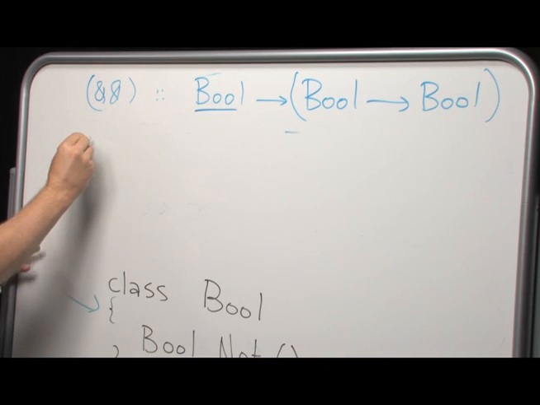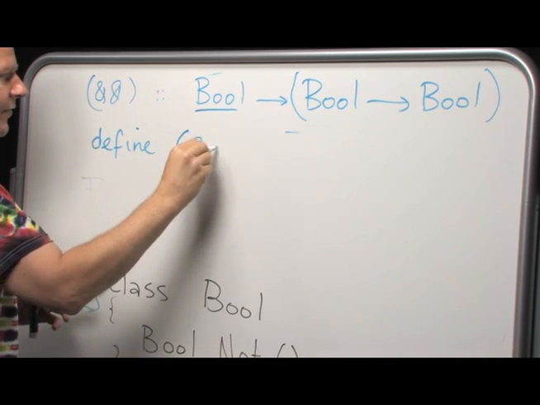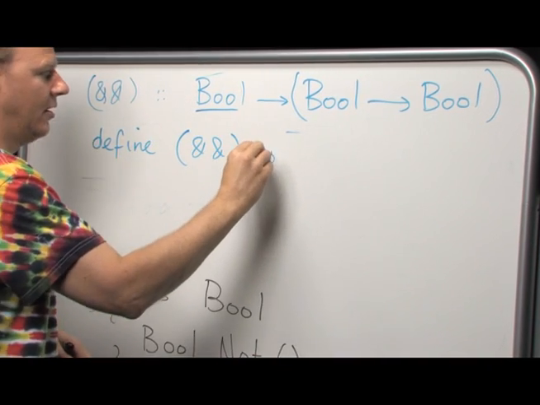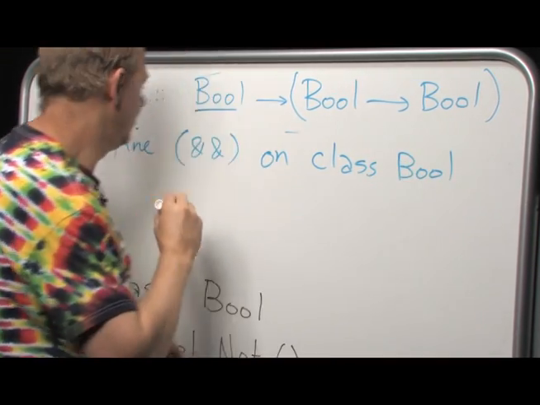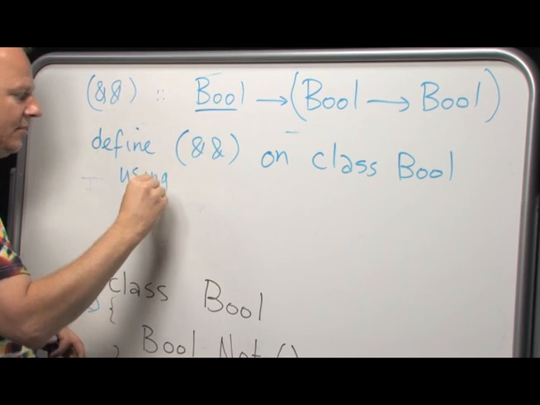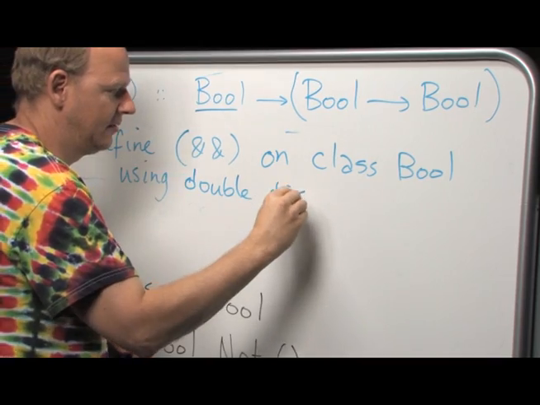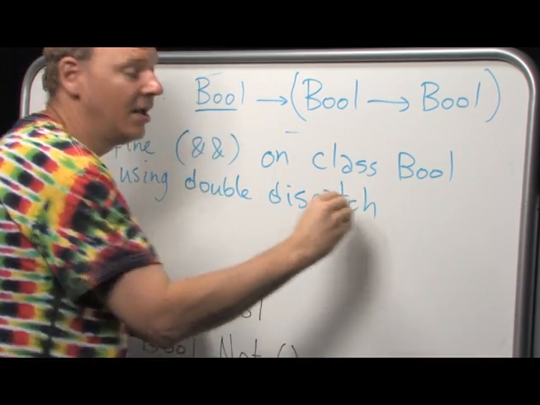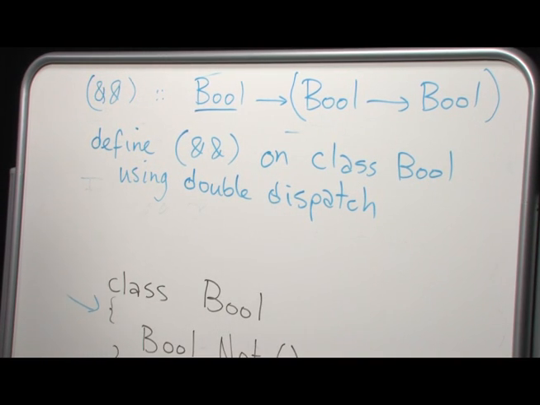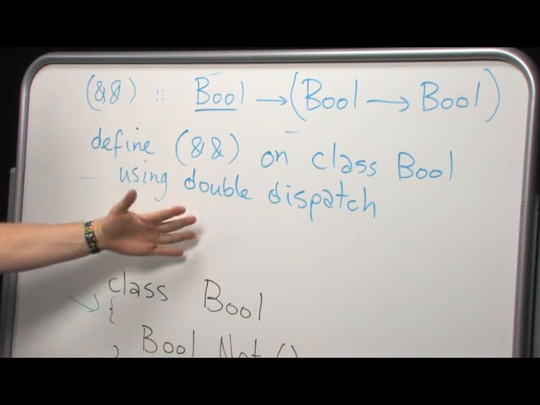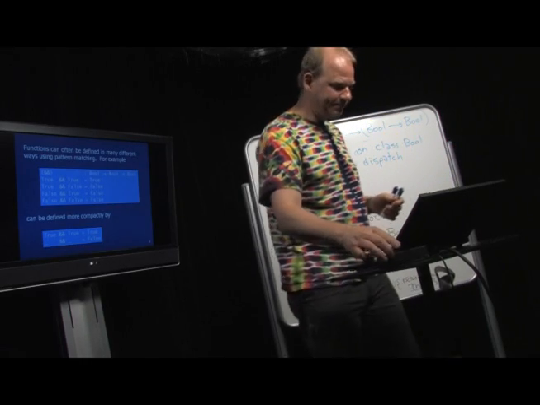So I will write it down here. Define AND on class bool using double dispatch. And I think what you will see is that it's not that bad. And again, it's not very common that you're doing pattern matching on many parameters at the same time.